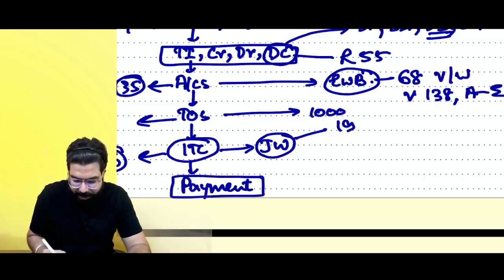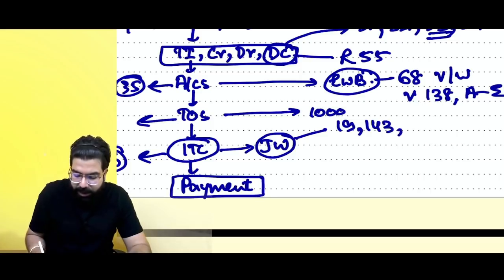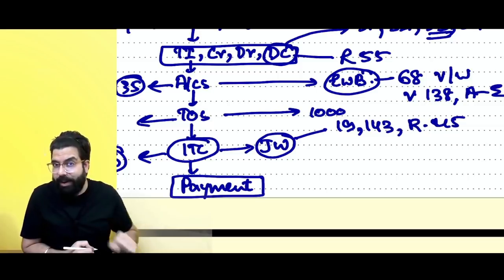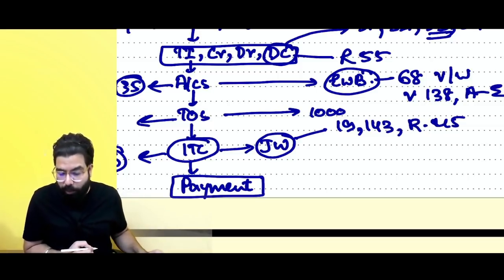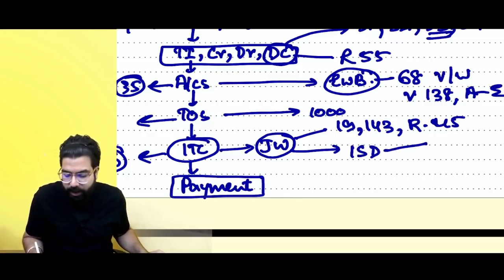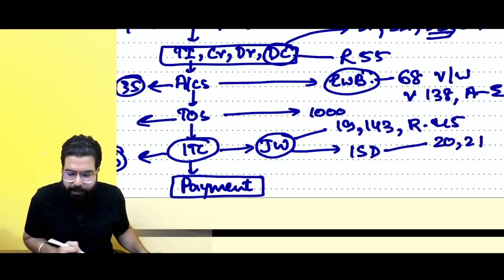Job work: section number 19, section number 143, and rule number 45 are there in the chapter of job work. I hope you guys have gone ahead and studied the chapter of job work. Yes, sir, we have done it. The next chapter was input service distributor. ISD was section number 20 and section number 21.